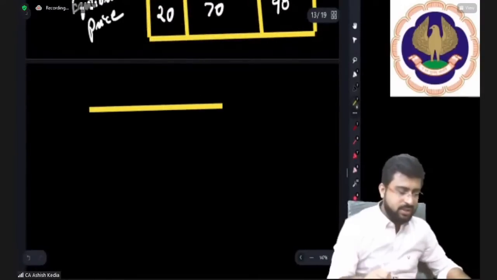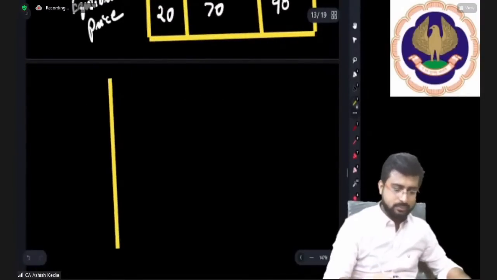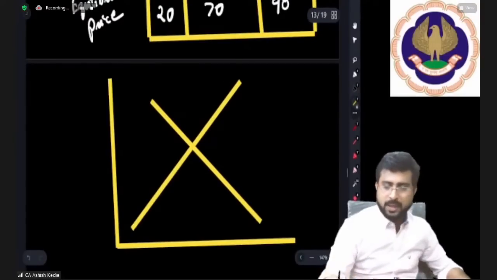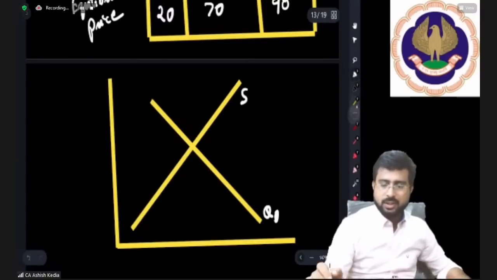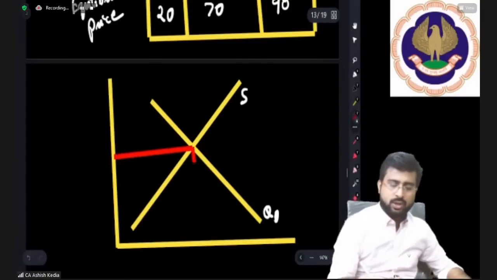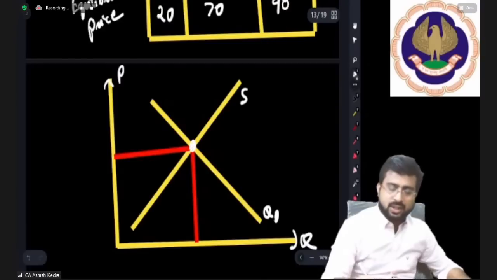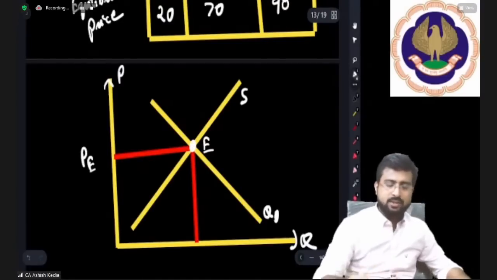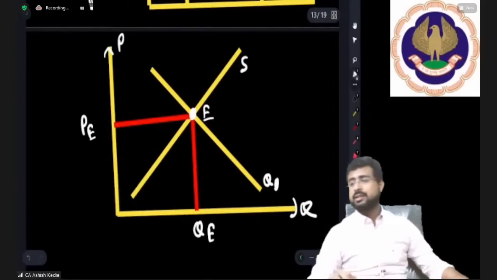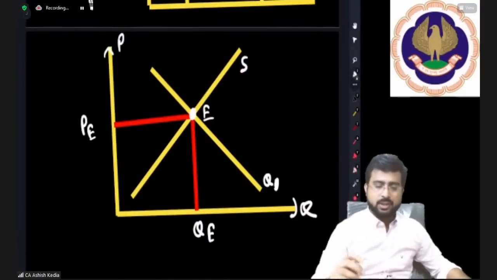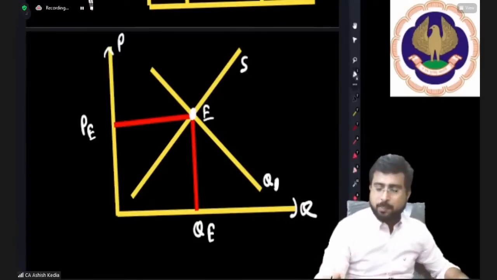Pay attention everyone. See friends, this is the demand curve, this is the supply curve. This is the price level at which quantity demanded equals quantity supplied. This is the equilibrium point. This is the equilibrium price and this is the equilibrium quantity. Pay attention, everyone. This is the diagram of price mechanism or price equilibrium.